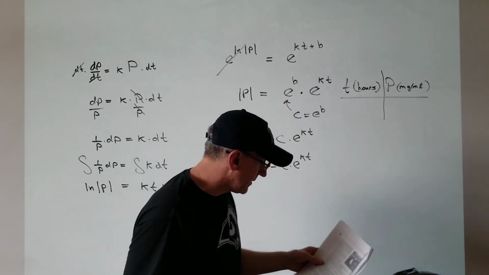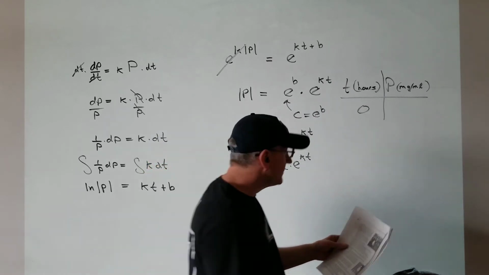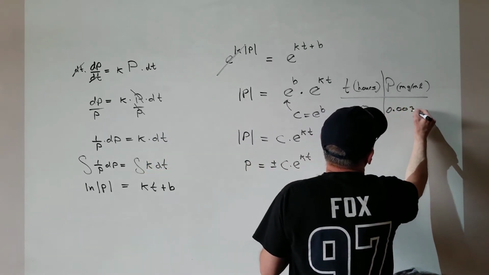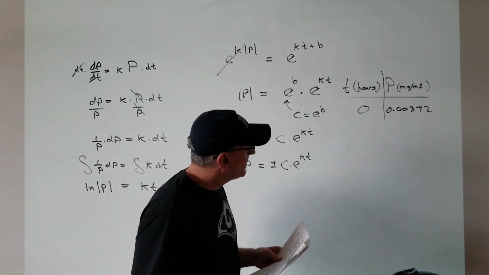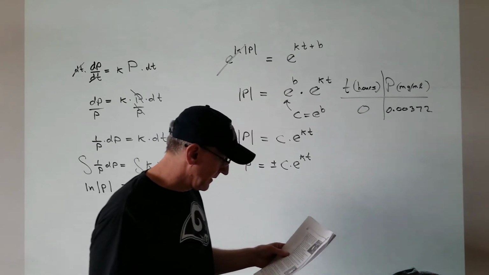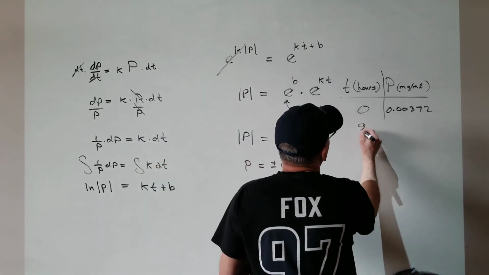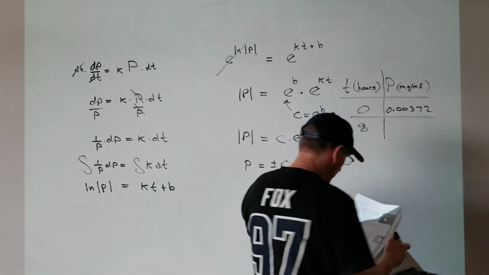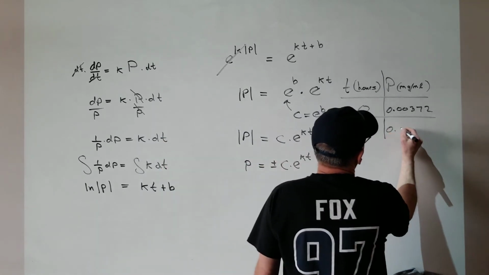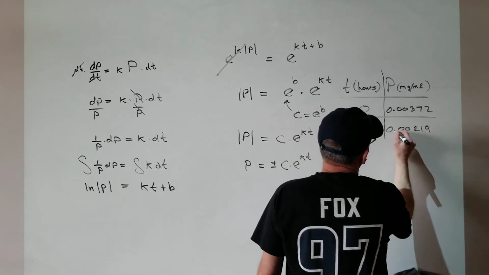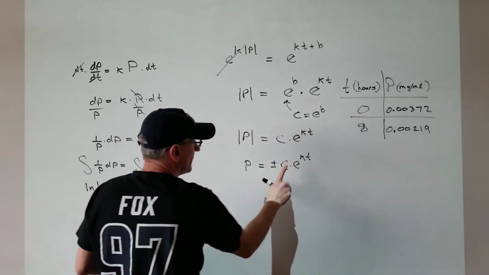Okay, in the beginning, when you first went to the doctor, they set the clock to 0, measured the concentration of the poison, and it was this. That's 372 hundred thousandths milligrams per milliliter. 8 hours later, when you went back to the doctor, the concentration had dropped to 0.00219. You're going to use the initial condition to help figure out what this C is.